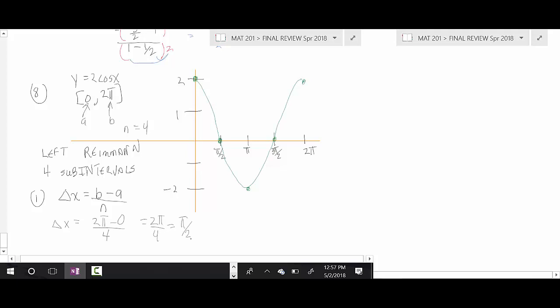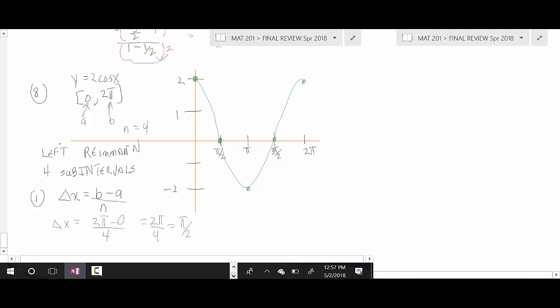So what that essentially means is your base of your rectangles is pi over 2. And I've already got that kind of set up. So your first rectangle is going to be that base like that. Every time pi over 2 goes by, that's the width of your rectangle. Okay? Now let's set this up.